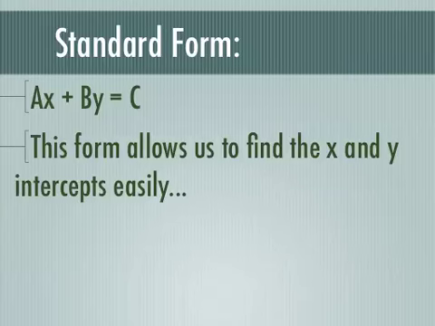Remember I said that there were going to be three ways to write an equation for a line, and this is the third way. Standard form is ax plus by equals c. A and b cannot both be 0 at the same time. So a could be 0 or b could be 0, but a and b can't be 0 at the same time. This form is going to allow us to find the x and the y intercepts very easily.